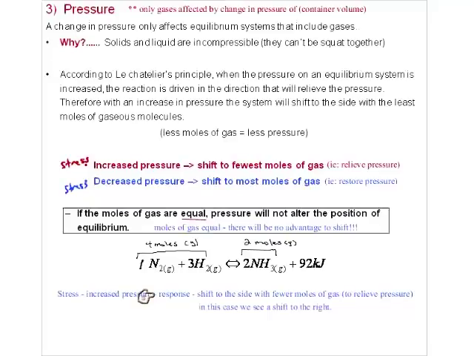So if we got too much pressure, shift to the side with less gas, and that means we're going to shift to this side. So the reaction is going to shift forward, and that's going to relieve that stress, and therefore we relieve the pressure. We got less pressure. The system is now a little happier than what it was before.